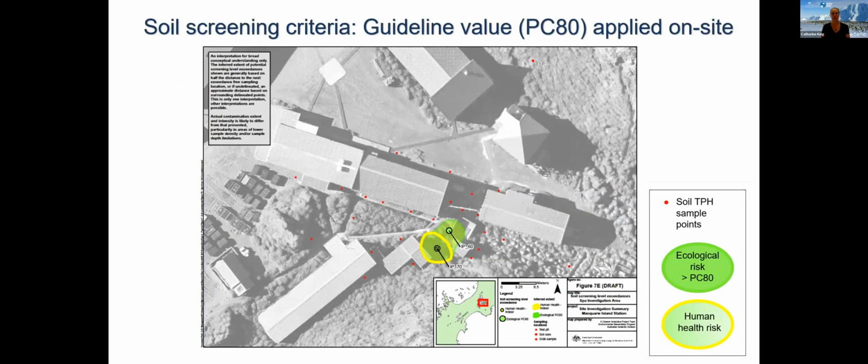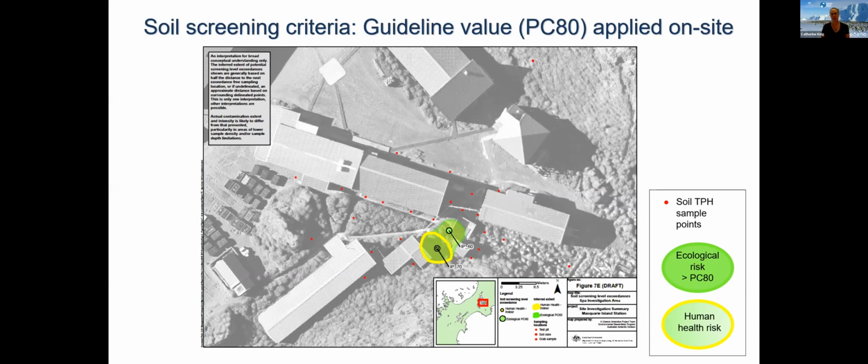So on the site, we then apply this PC80 value to our site assessment work. This shows an example of how one area at Macquarie Island, where we have used the guideline value, the PC80 of 105 as a screening criteria. The red dots show you the sampling points in which fuel concentration was measured in the soil. And the green areas are indicative of where those concentrations in soil exceeded that PC80 guideline value. The yellow indicates soils with potential human health risks as well.